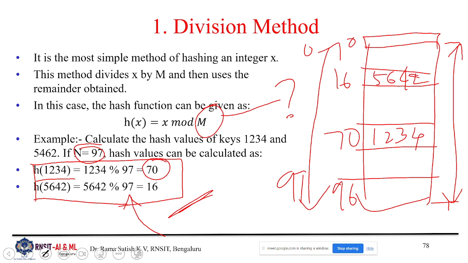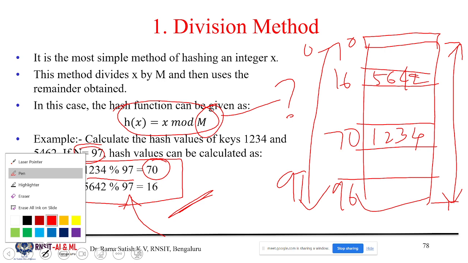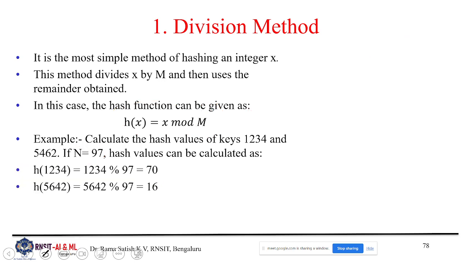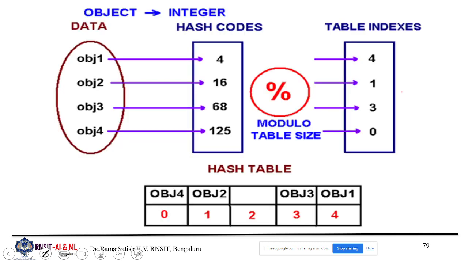In the hash table, in 70 you store 1, 2, 3, 4. How is it calculated? You take the modulus by the total size. Based on this division method, this is the formula you apply, and based on that formula you can certainly calculate. So 70 is the location where 1, 2, 3, 4 is stored, and of course 5642 is stored in 16. So this is the division method.